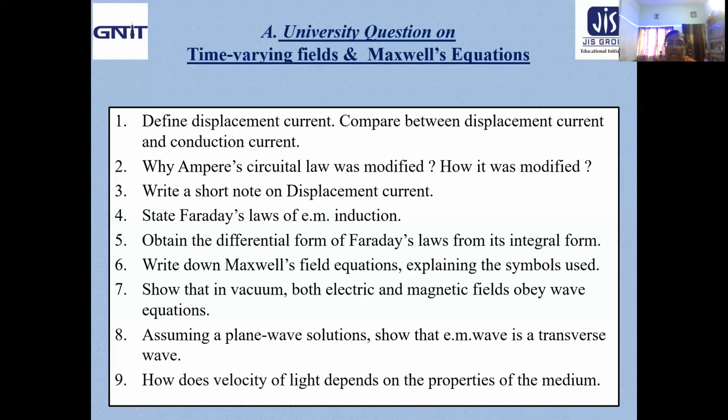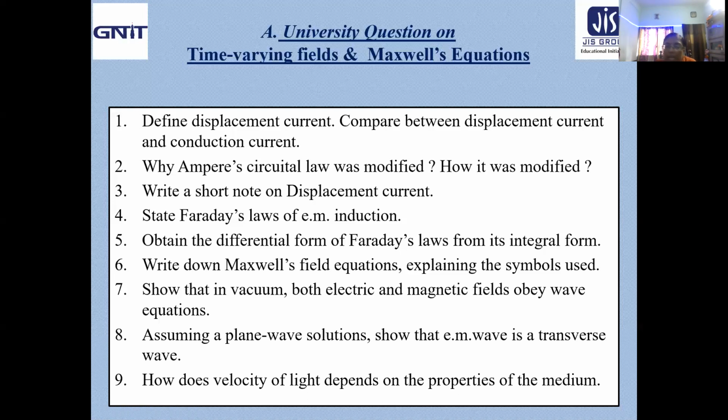Next question is, how does velocity of light depend on the properties of the medium? Actually, from the wave equations of electric field and magnetic field, that is del square E equal to mu naught epsilon naught del 2E by del T2, and del square B equal to mu naught epsilon naught del 2B by del T2, we have got the idea that mu naught epsilon naught represents 1 by C square.